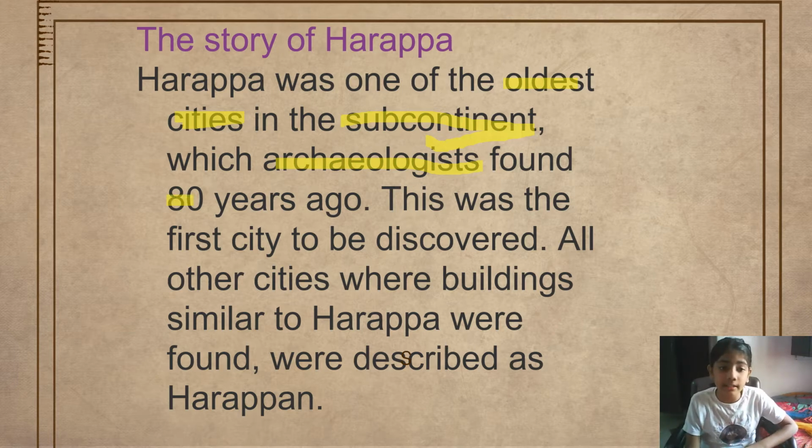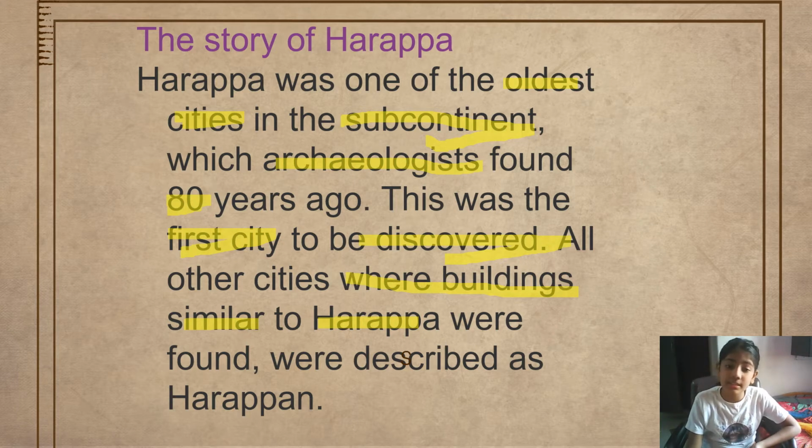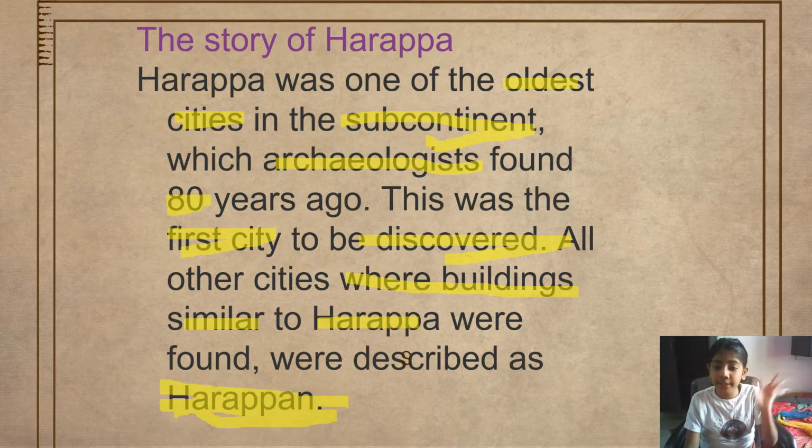Archaeologists found this 80 years ago. This was the first city to be discovered. All other cities where buildings were similar to Harappa were found, and were described as Harappan. In the first chapter, when we were studying the index, I told you that you will be able to find the difference between Harappa and Harappan. Harappa is one of the cities.